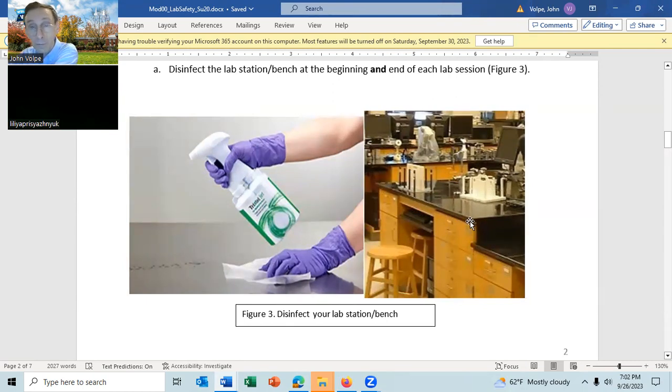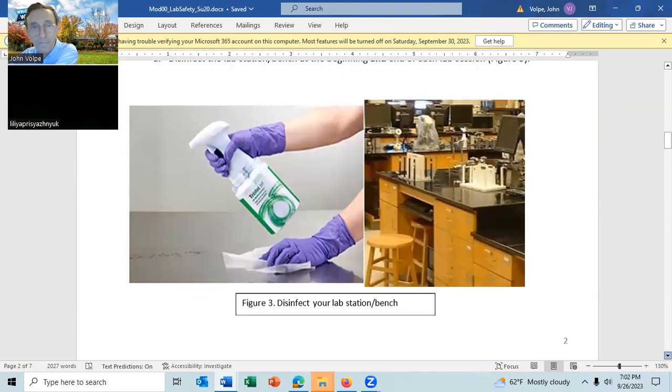This is an actual picture of our lab, and somebody would be working right here. And somebody would probably be working right there, but that could be a sink. I don't know. Can't see enough.